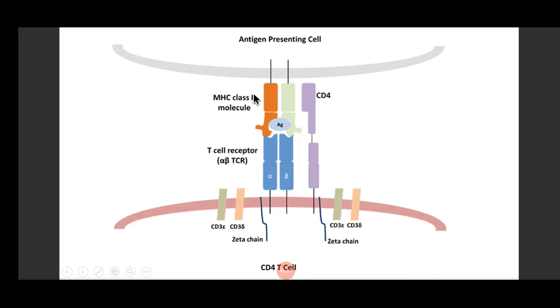Class 2 molecule is present on immune cells, and class 1 molecules are present on all nucleated cells. Class 2 molecule is identified by CD4 helper T cells, and class 1 molecule is identified by cytotoxic CD8 T cells. So this is a T helper cell or a CD4 cell. It recognizes MHC class 2 molecule on the antigen presenting cells. Similarly, the cytotoxic T cells recognize MHC class 1 molecule.